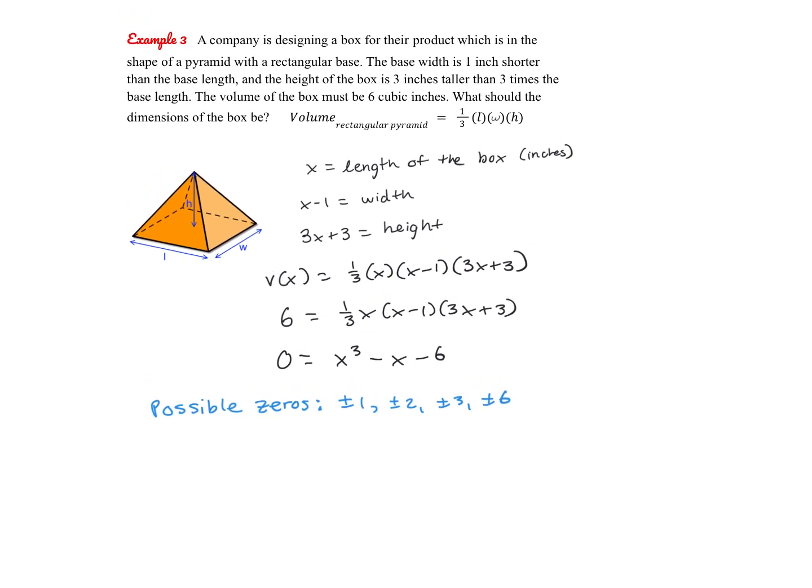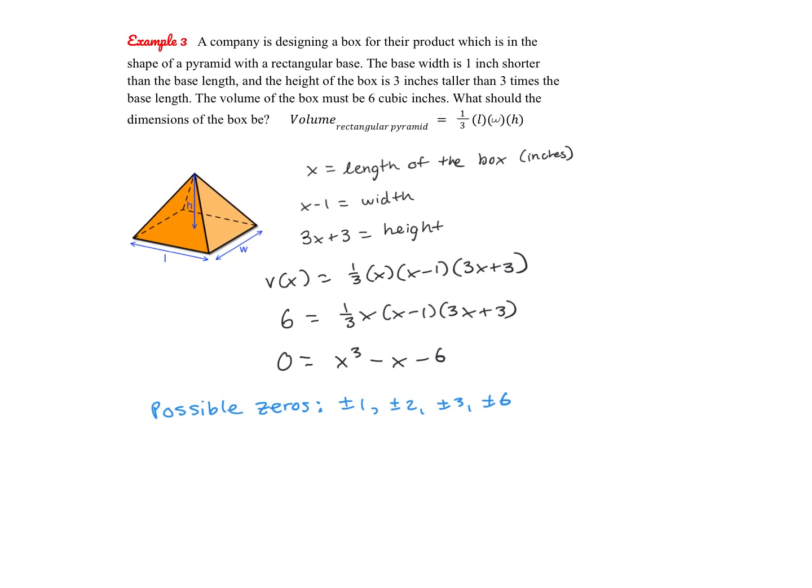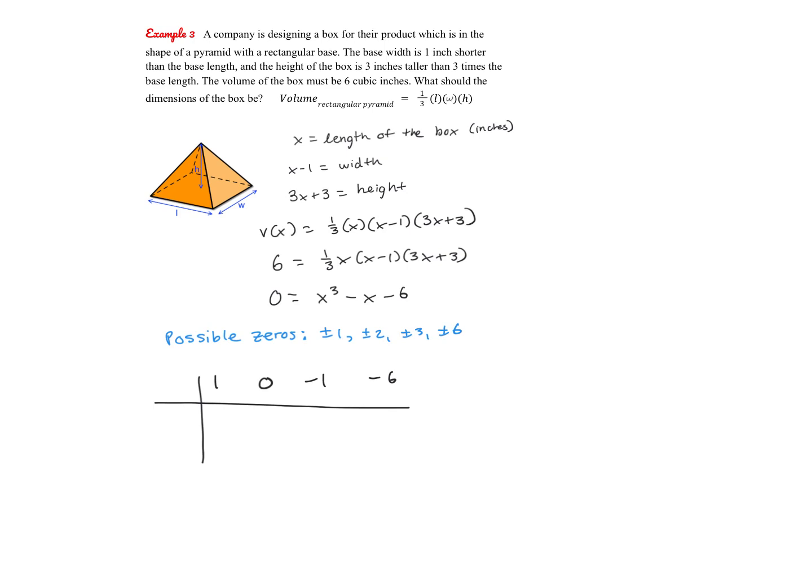So you can start wherever you like. I'll start by listing out my coefficients. So 1, 0, remember you do need this placeholder for your x squared term, negative 1 and negative 6. And then let's just start by trying positive 2. Here you can also guess that you should probably start with the positive zeros because this is an application-based problem and we don't want any negative lengths. So let's start with all the positive options.